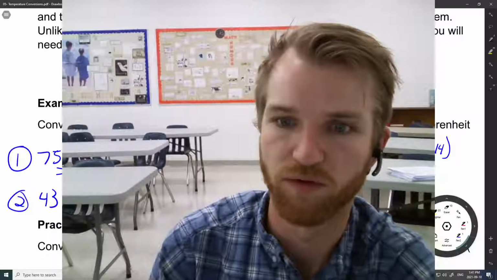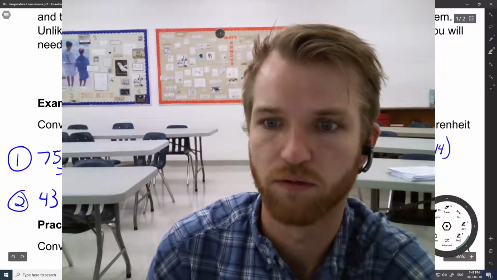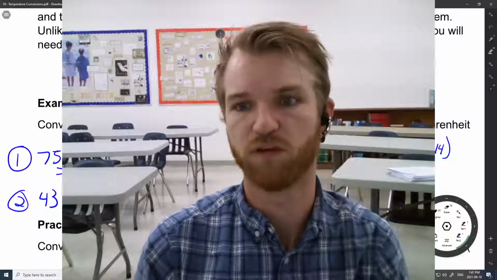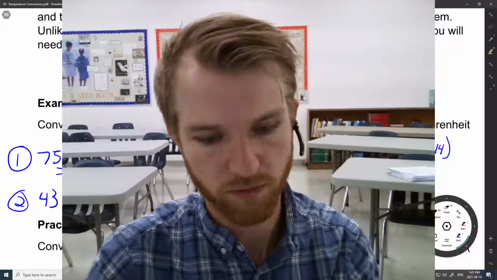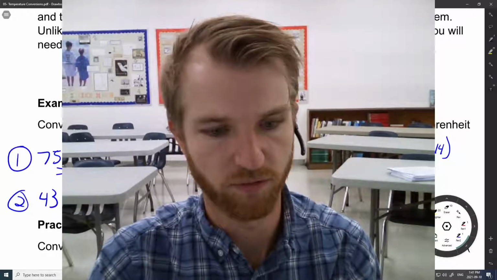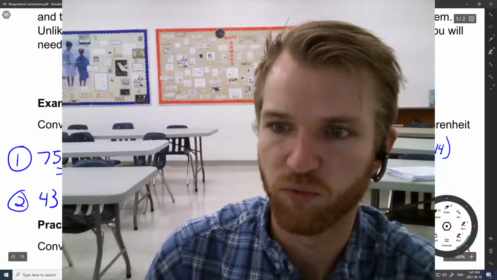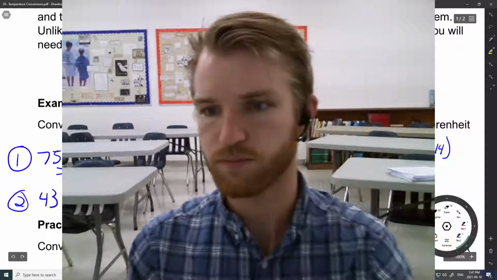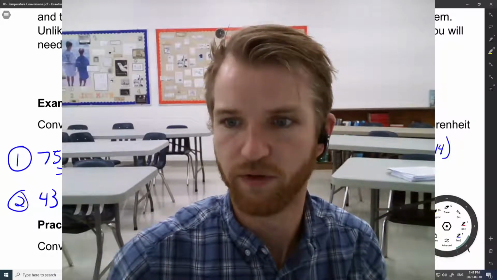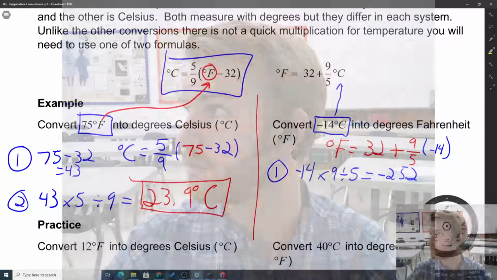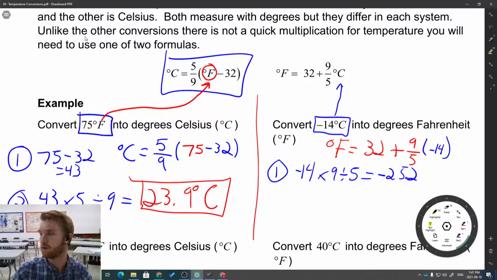So negative 14 times 9 divided by 5. That will give us what's here, and then our second step will be adding 32 to it. So negative 14 times 9 divided by 5 is equal to negative 25.2. There's a decimal there that's hard to see. Okay, negative 25.2.